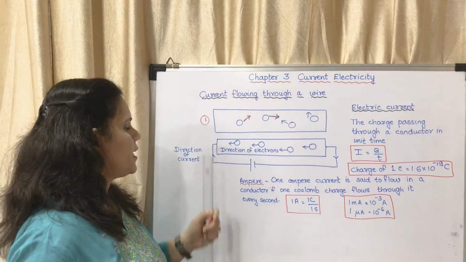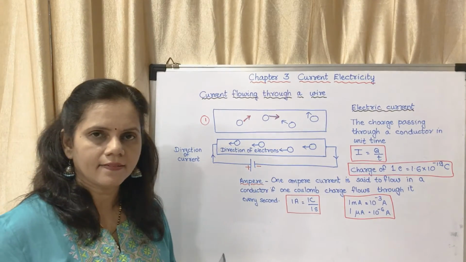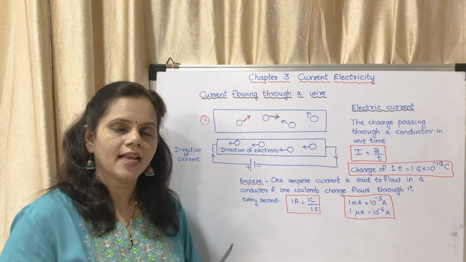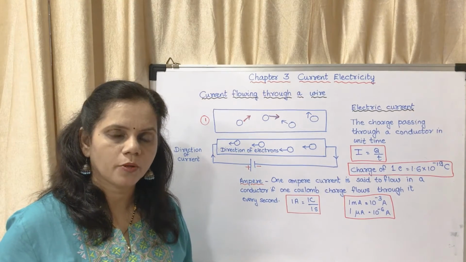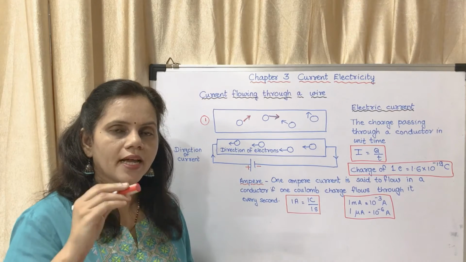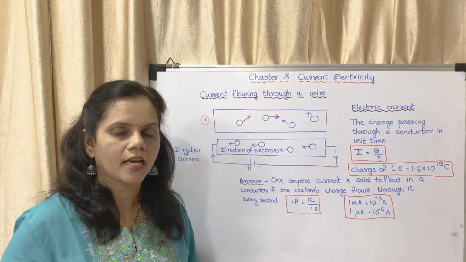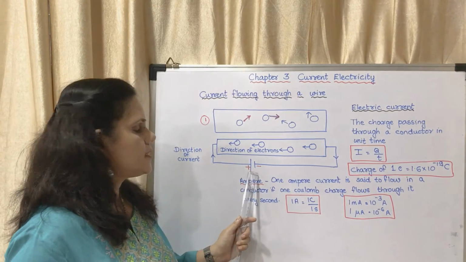But when it is connected to a cell, this is the positive terminal of the cell and this is the negative terminal of the cell. How can I tell which is positive and which is negative? The longer line is positive and the shorter line is negative. It is the symbol of a cell. You had studied this in your earlier classes. So this is a cell.